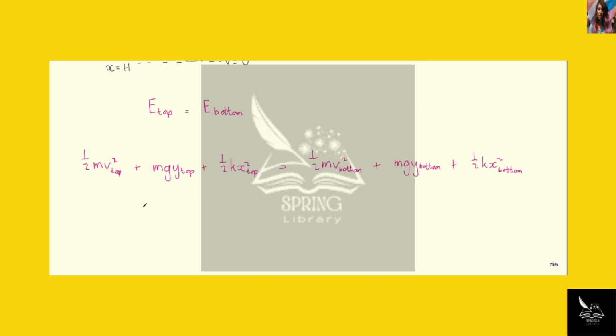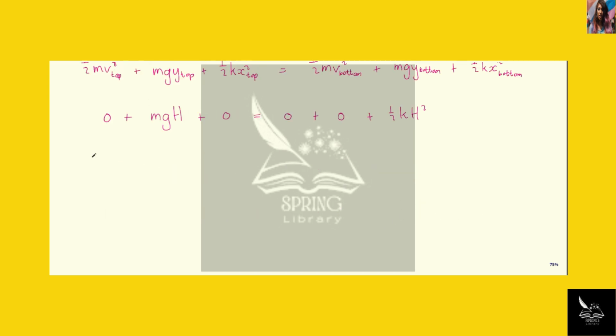And so this simply becomes 0. At the top it has no kinetic energy, but it has gravitational potential energy, mg capital H. It also has no elastic potential energy before the spring is stretched. And at the bottom, it again has no kinetic energy, and that's the 0 point of gravitational potential energy, so the gravitational potential energy is 0, but it has maximum elastic potential energy of a half k h squared. So essentially all the initial gravitational potential energy is being converted to elastic potential energy.